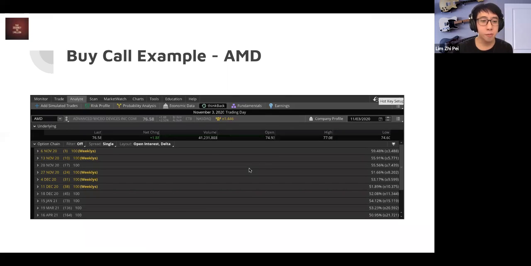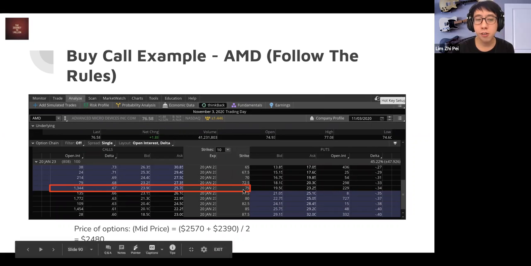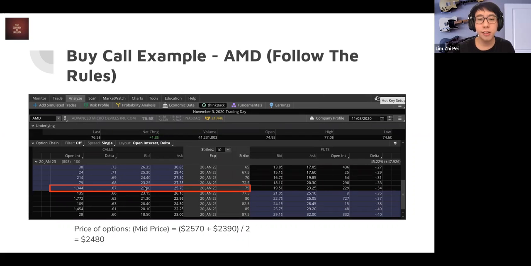So for now, on this 3rd of November, as we are buying a long-term call, we are choosing the longest term, which is January 2023. At that time, the price of AMD is $76. So at the money, it can be 75, 77.5, or $80, for example. As I mentioned, we need to look at open interest. That is why I will highlight this strike price of $75, because it has quite a high open interest, which is 1,300.